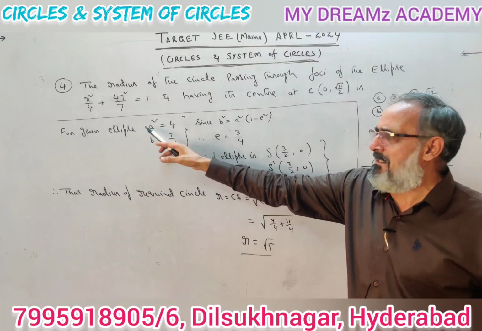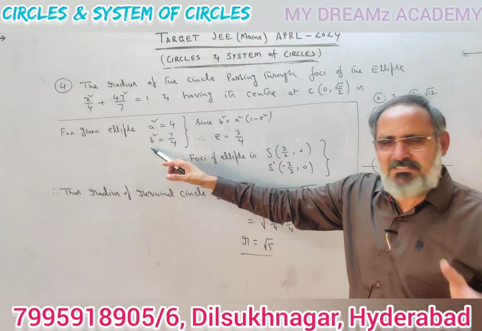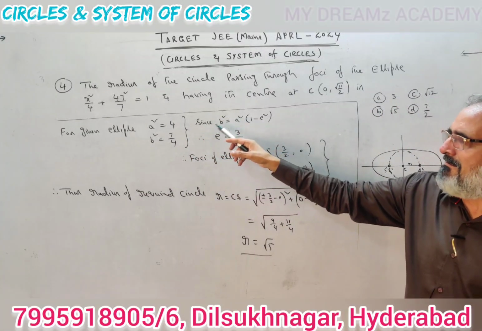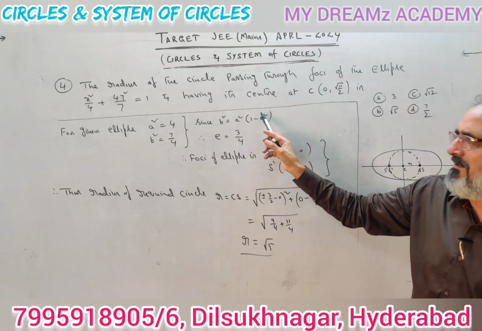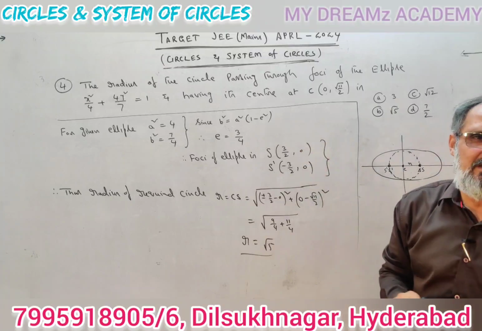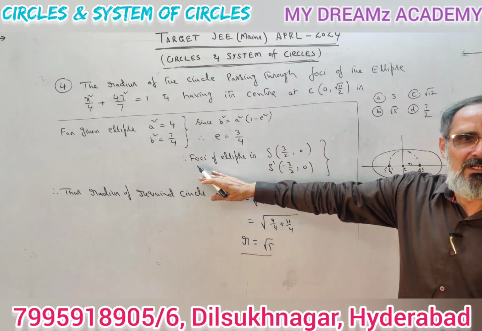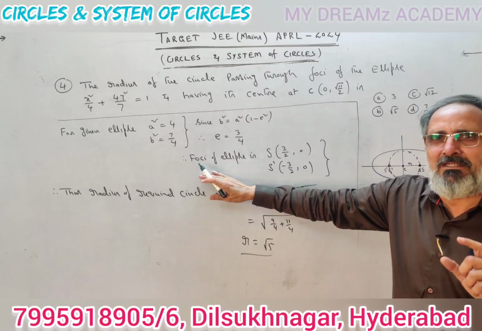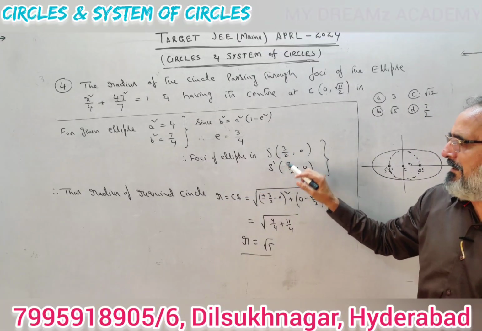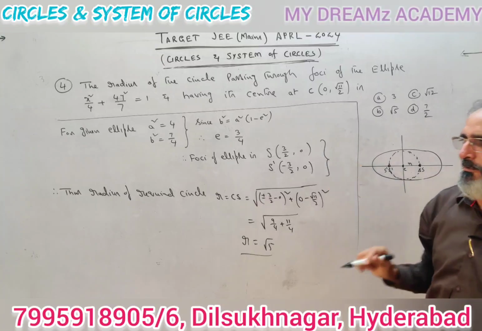For the given ellipse, identify a square equal to 4, b square equal to 7 by 4. Then you can compare b square equal to a square into (1 minus e square). You can identify the eccentricity of the ellipse. Once you get the eccentricity, the foci are (plus or minus AE, 0). So you can calculate the foci as (3 by 2, 0) and (minus 3 by 2, 0).